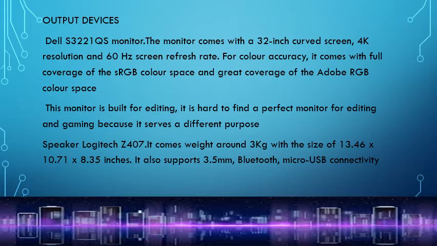Output devices. For the output device, we will be using Dell S3221QS monitor. Because now I use editing software, we prefer to use color accurate screen, and Dell S3221QS will do the work perfectly. The monitor comes with a 32 inches curved screen, 4K resolution, and 60Hz screen refresh rate. For color accuracy, it comes with full coverage of the sRGB color space and great coverage of the Adobe RGB color space. This monitor is built for editing. It is hard to find a perfect monitor for editing and gaming because it serves a different purpose. But gaming with this monitor is fairly good.